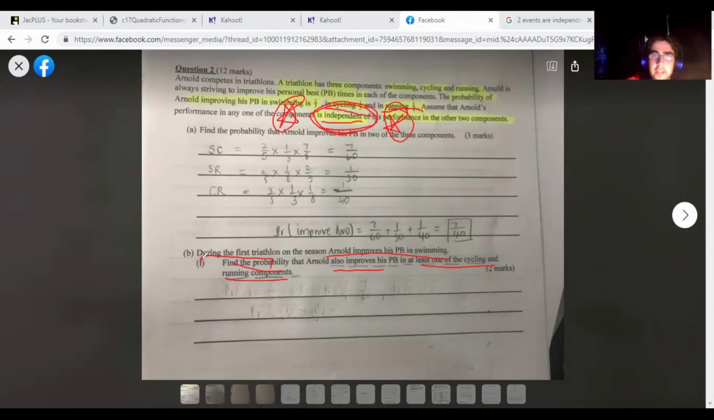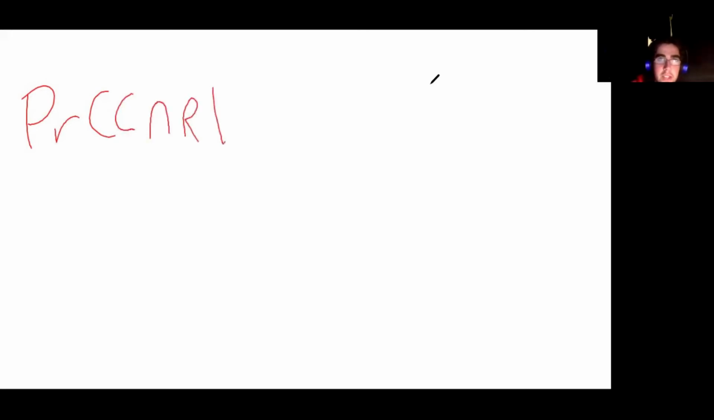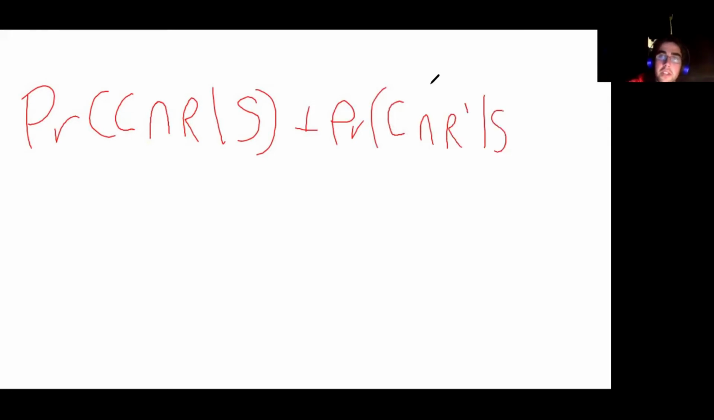We have a look at the first sentence here. It says that Arnold improves in cycling. And then it goes on to say, what's the probability that he improves in something else as well? So we want to find whether they improve in running or cycling, or both of them, given that they already improve in swimming. So if we write that as an equation, the probability of cycling and running, given that they improve in swimming, plus the probability of cycling and not running, given that they improve swimming.